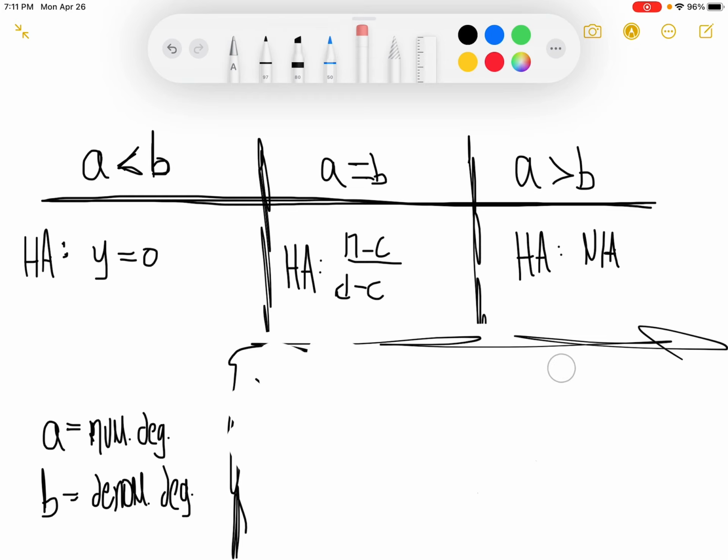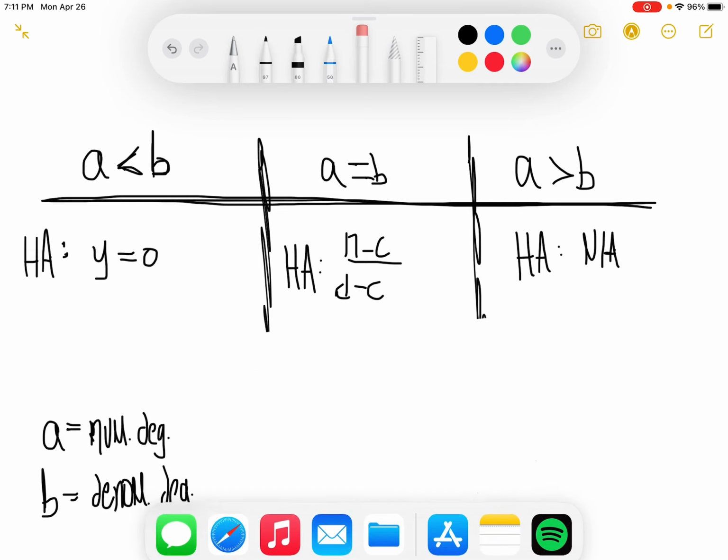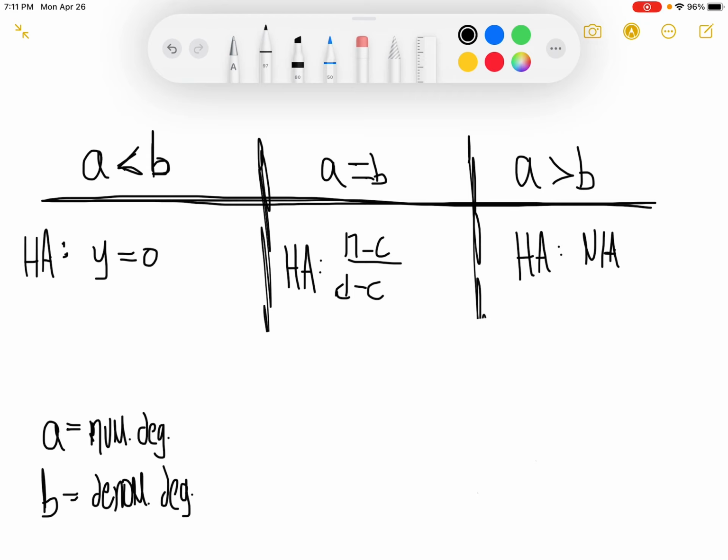So that's how you find the horizontal asymptotes. All you have to do is look at the degrees of the numerator and denominator and then figure out what you need to do. Is it equal to 0? Do you need to do that? Or is it not even a thing?